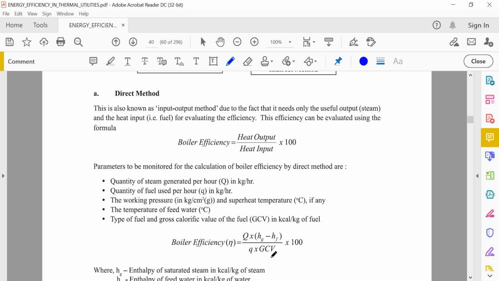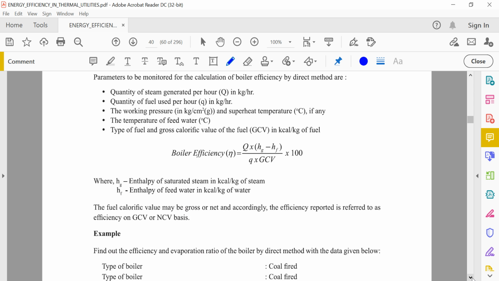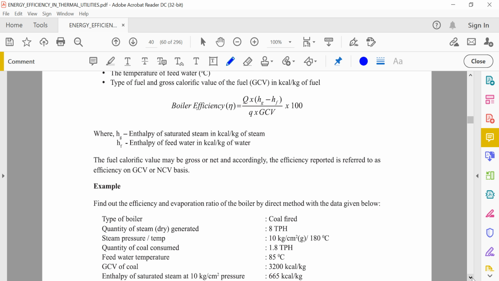and to calculate the input heat we need to know the GCV, gross calorific value of the fuel, and the quantity of fuel used in 1 hour. So we'll get the heat input, and the ratio of these values is basically the efficiency, and it is very easy to calculate efficiency with the direct method.